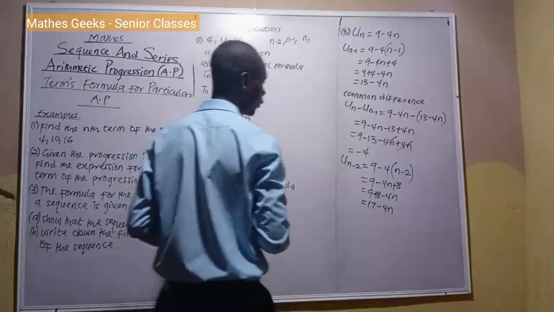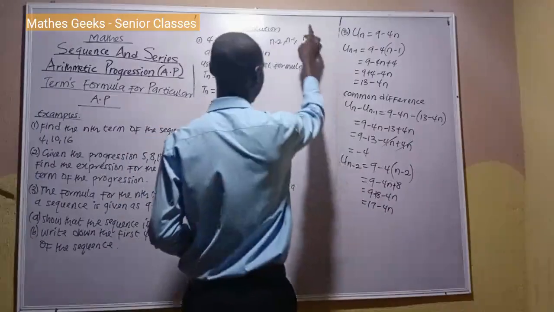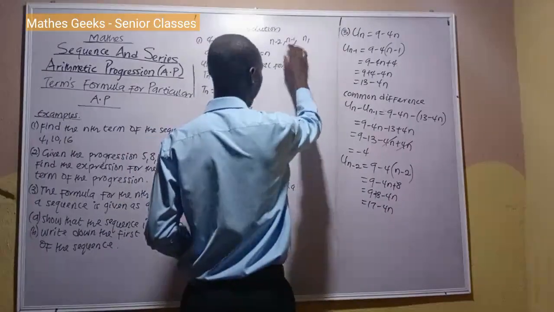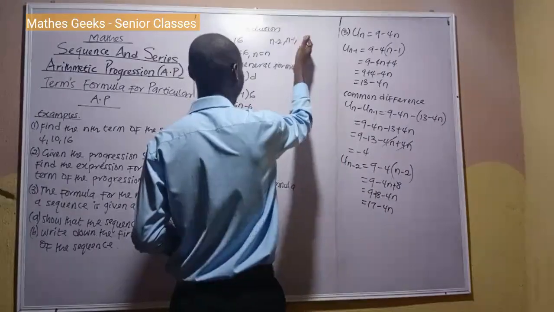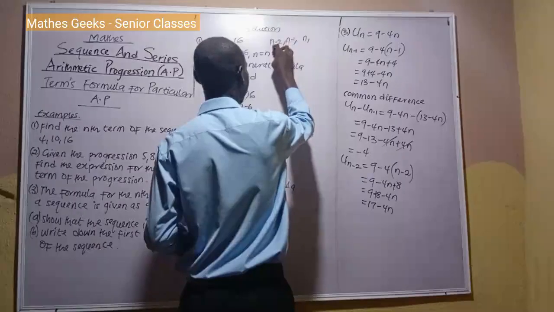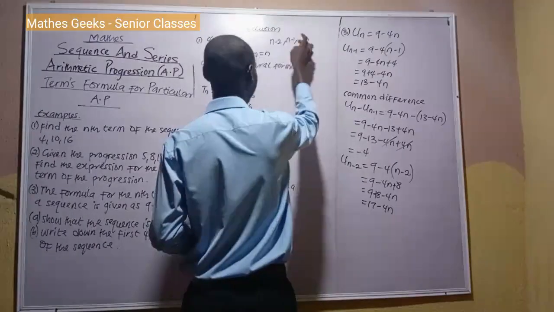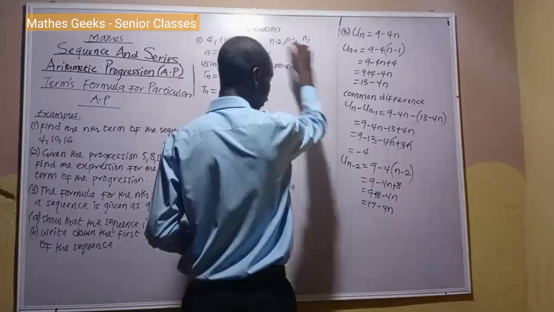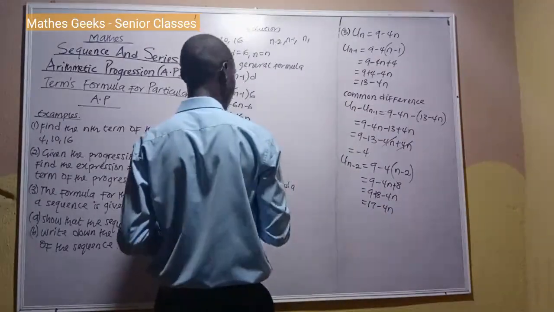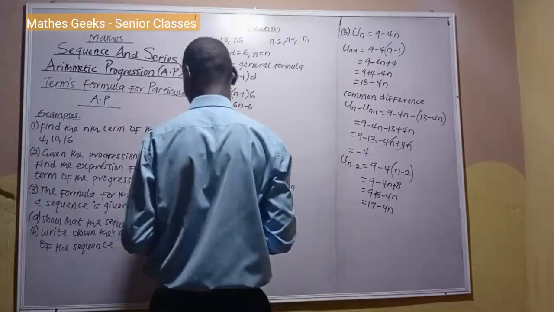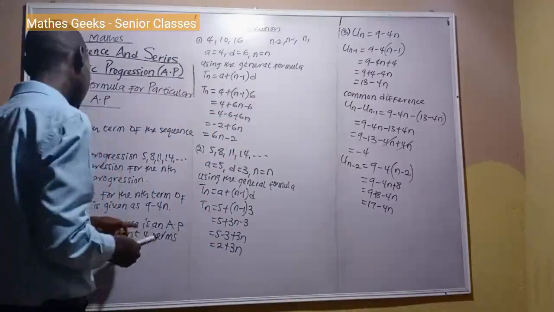So the common difference here, first of all, was T12 minus T11. That gives us minus 4. So we want to confirm if we get the difference between T10 and T11, if it's still going to give us minus 4. So if the common difference is constant, that means it shows that the sequence is an AP, because that's what the question says, show that the sequence is an AP.